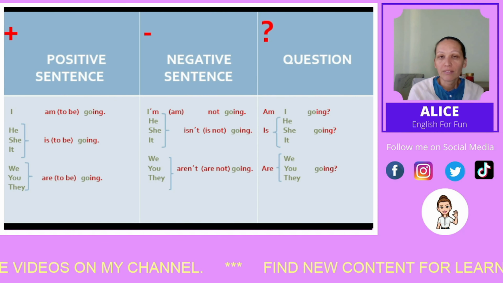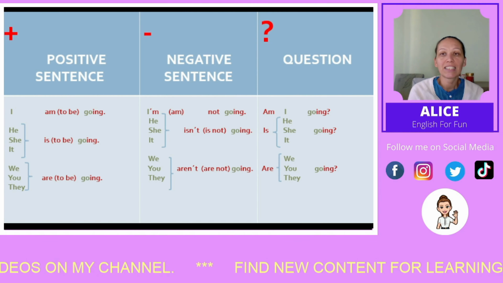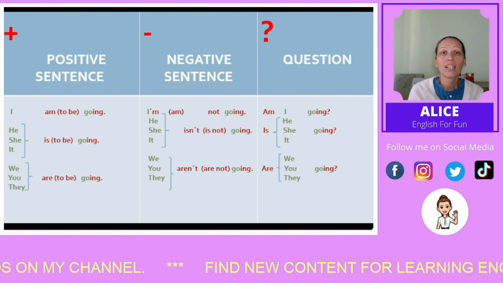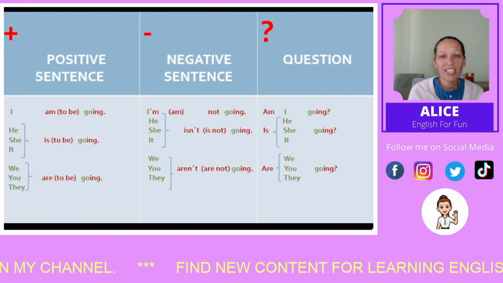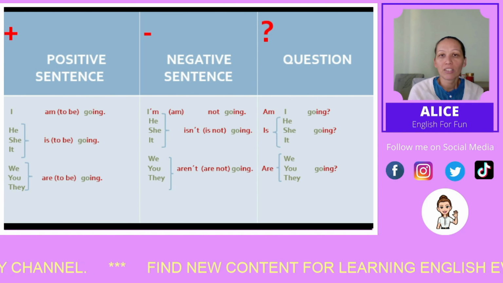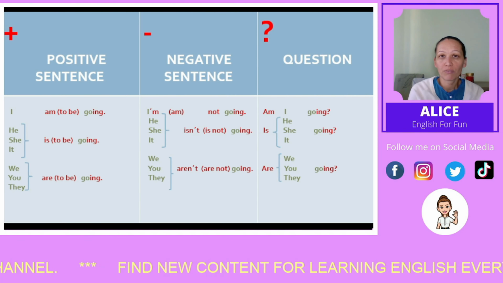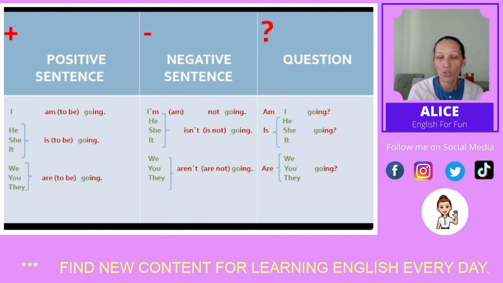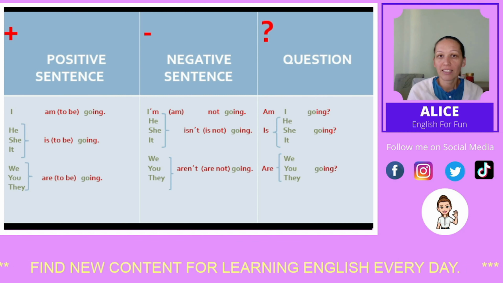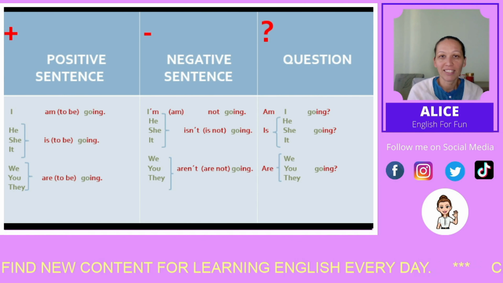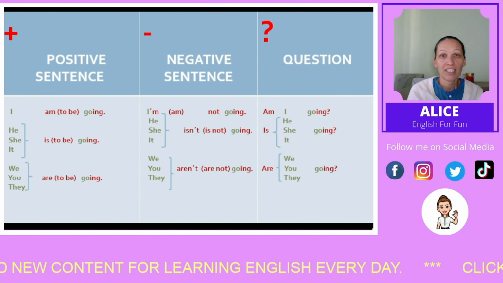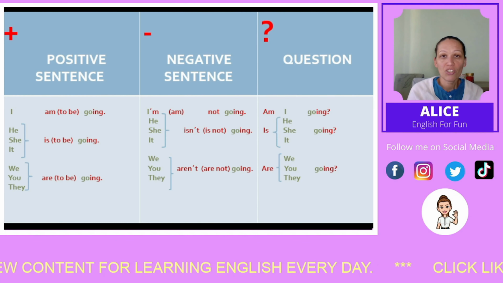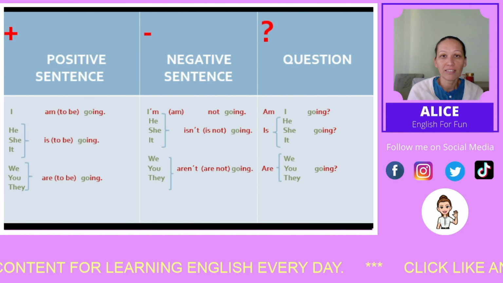He isn't going. Again, we don't say he is not going. We say he isn't going, she isn't going, it isn't going. So again, we use a verb to be, which is plus not, and the short form is isn't. He isn't going, she isn't going, it isn't going. Try with me. He isn't going, she isn't going, it isn't going.